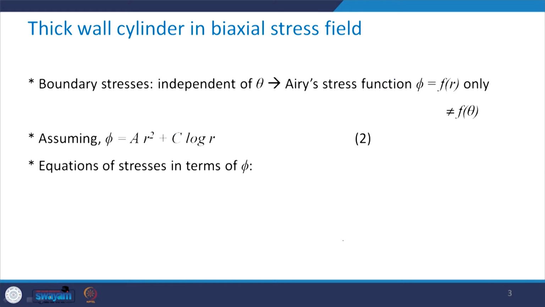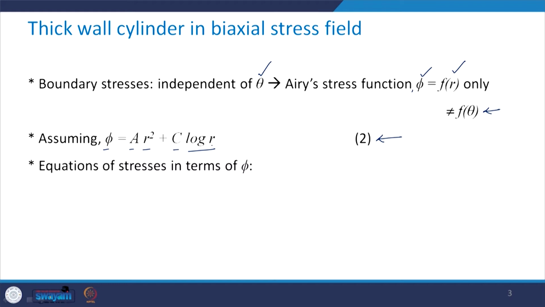Now, these boundary stresses are independent of theta. So, Airy's stress function, which was phi, can be taken as a function of r only and not a function of theta. In this case it is assumed that phi can be taken by this equation 2, that is phi equal to a r square plus c log of r. These a and c will be determined from appropriate boundary conditions.